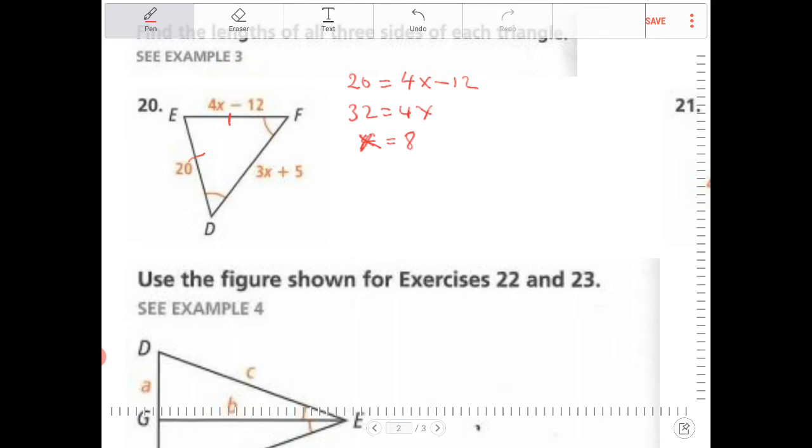Since x is equal to 8, that means this is equal to 29, because 3 times 8 plus 5 is 29. And this side over here is equal to 20.